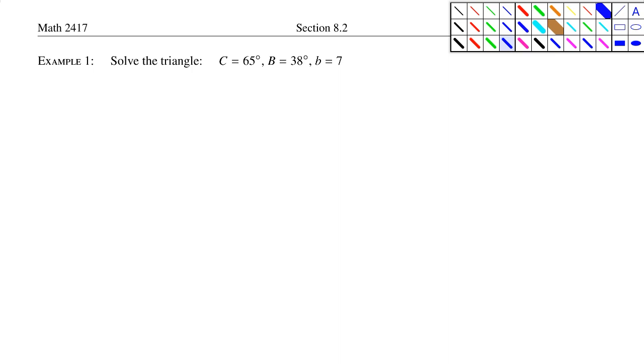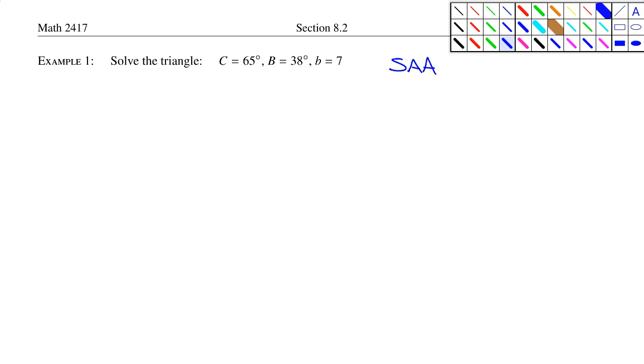Example 1. Solve the triangle. Angle C is 65 degrees, angle B is 38 degrees, and b is a side of length 7. So first off, what type of triangle do we have? Well, we have two angles and the opposite side. So that would be side, angle, angle.